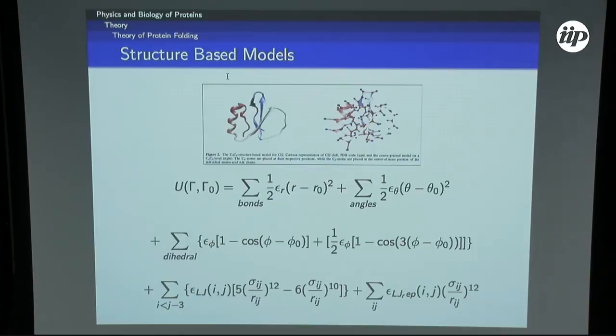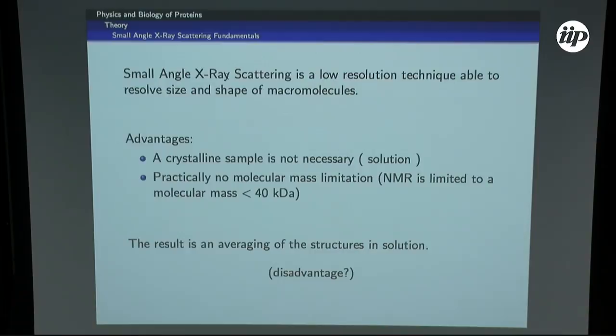Then I have to give some insights about some fundamentals of small angle X-ray scattering. It's a low resolution technique able to solve the size and the shape. The result is in general an envelope. You don't have information about the three-dimensional positions, but you have an idea of the shape of the protein.